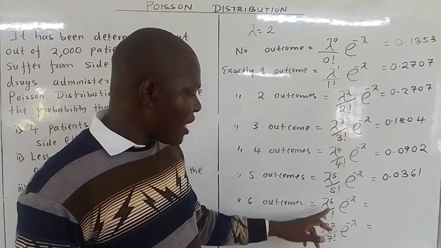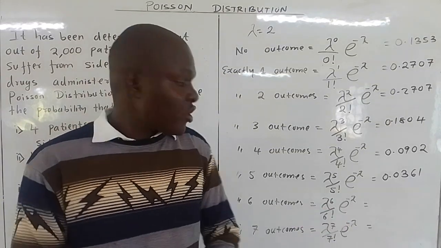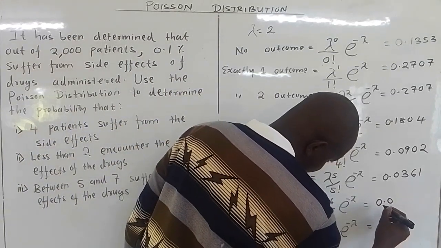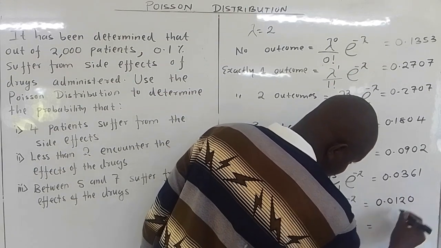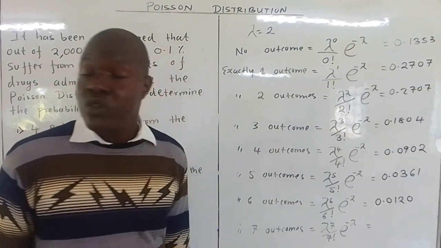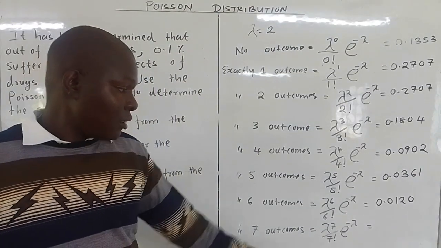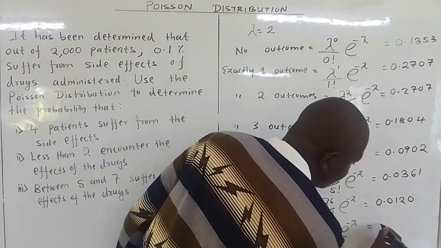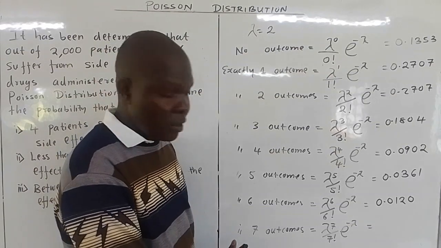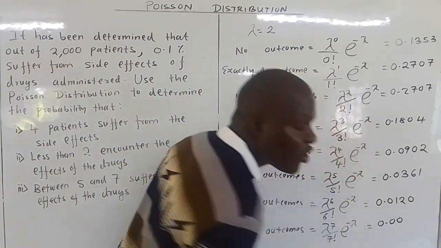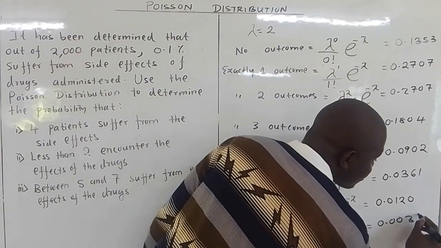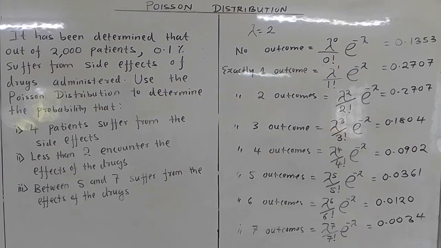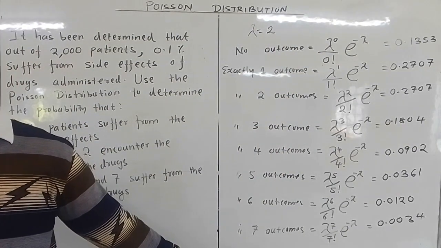Then move to the next one. Lambda raised to power 6 over 6 factorial, exponential negative lambda: 0.0120. Move to the next one, the last, lambda raised to power 7: 0.0034. So we found the exact outcomes, isn't it?